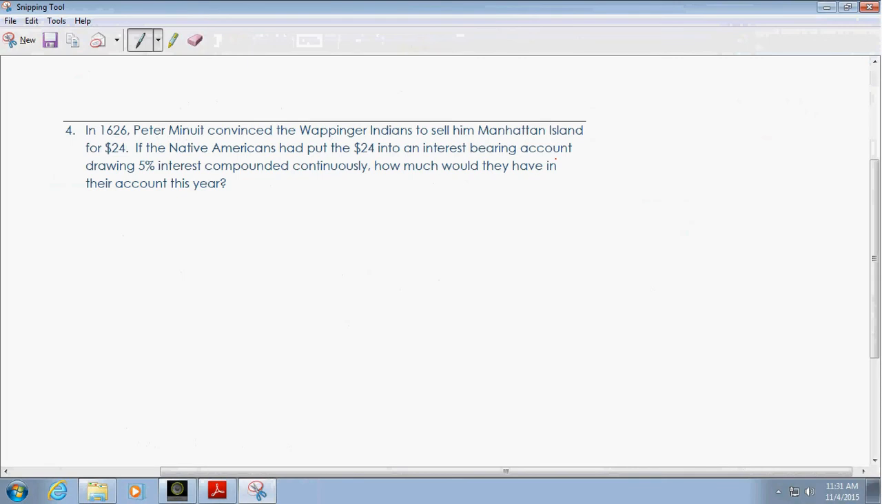So what's the formula for compounding continuously? PERT. A equals P times e to the rt. So in this case, what's P? $24. What's the rate? 5%. So how do I write it? 0.05. How many years has it been? So we just do 2015 minus 1626. 389. So 24 times e to the 0.05 times 389.